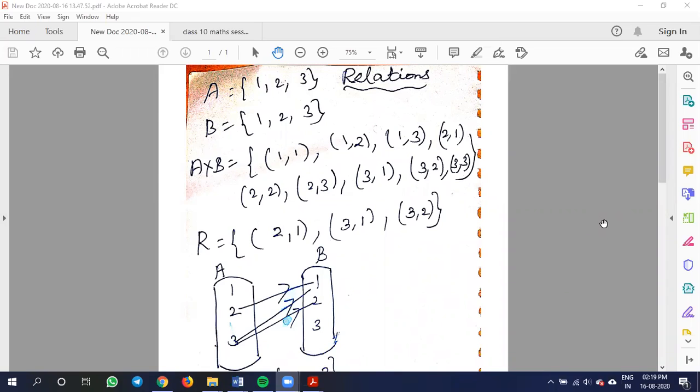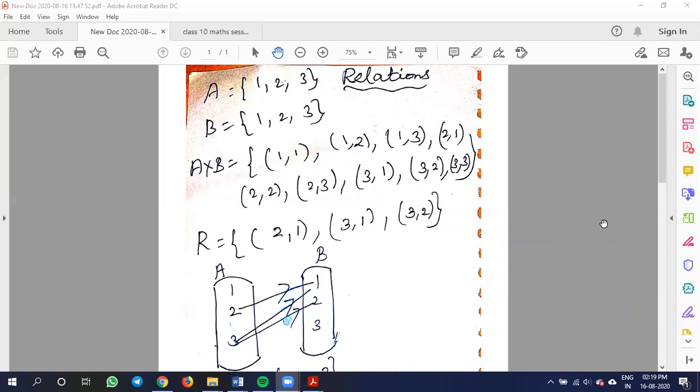Welcome children. Today we are going to see about relations. A relation is nothing but a subset of the Cartesian product, that is A cross B, which you have studied in the previous exercise. Let A and B be any two non-empty sets. A relation, denoted by capital R, from A to B is a subset of A cross B satisfying some specified condition.